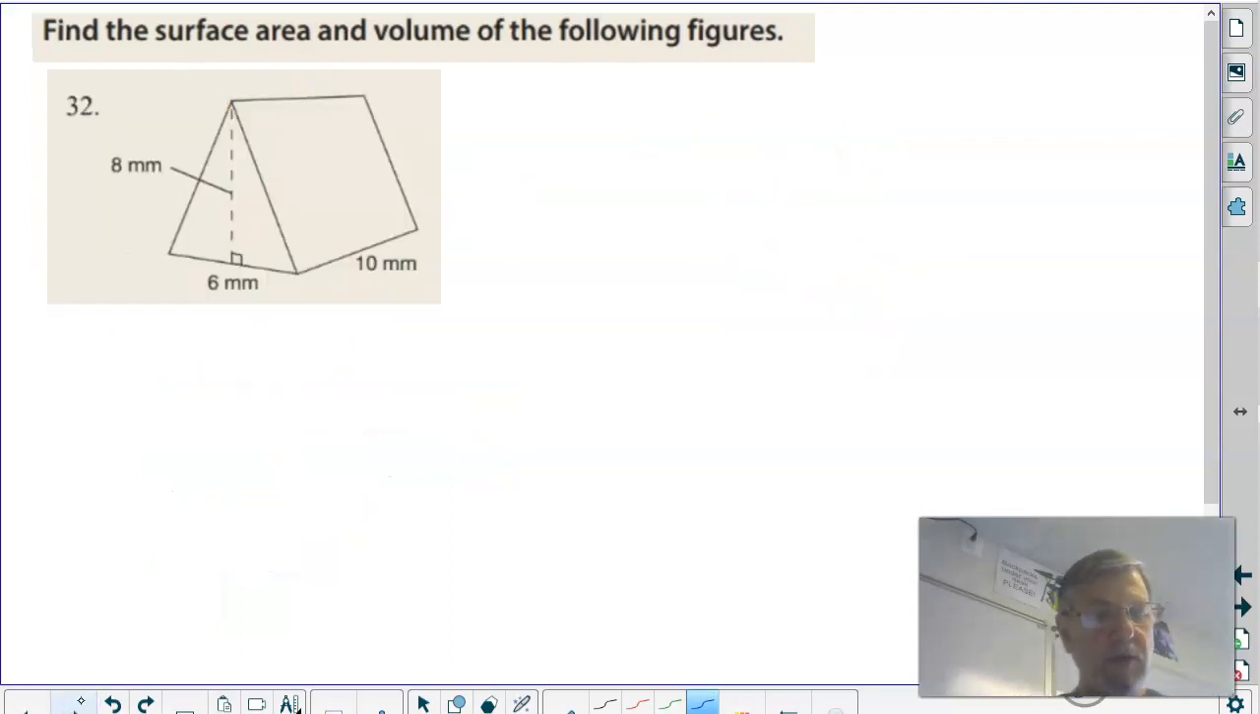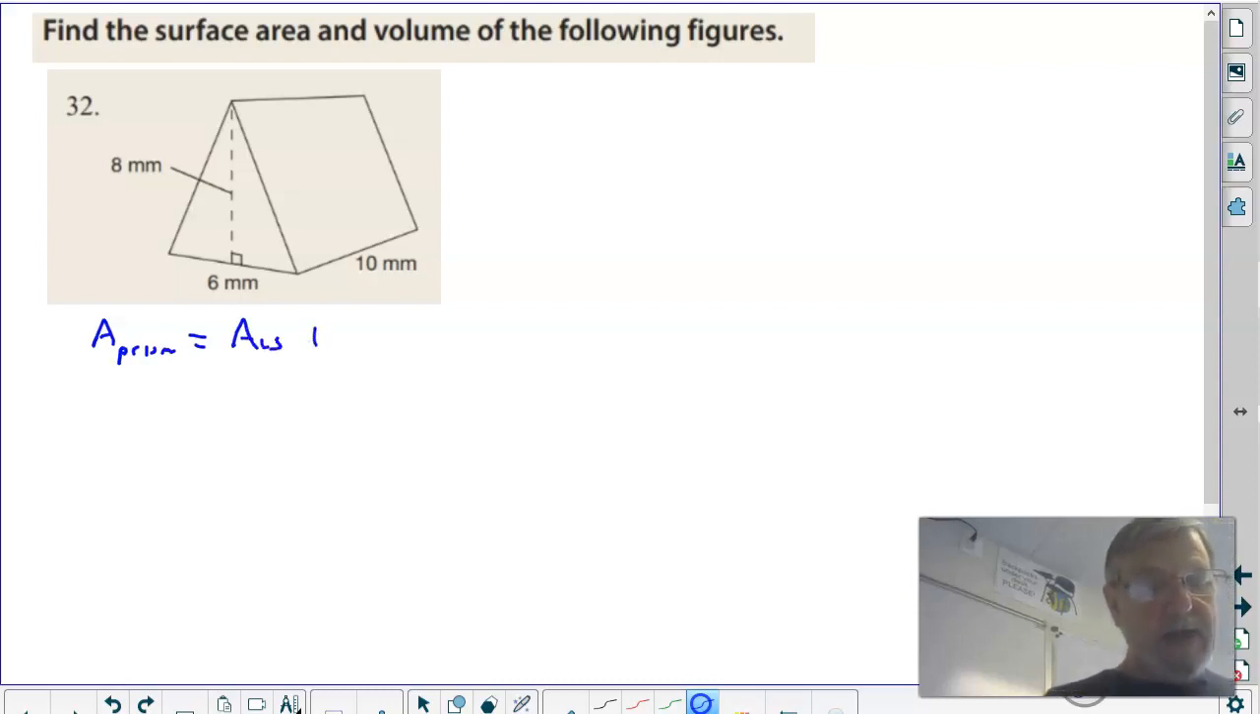All right, 33, so we look at this shape. And again, we're talking area, and you have to recognize this is a prism, which again is going to be the area of the lateral surface plus, because there are two bases, 2 times the area of the base.